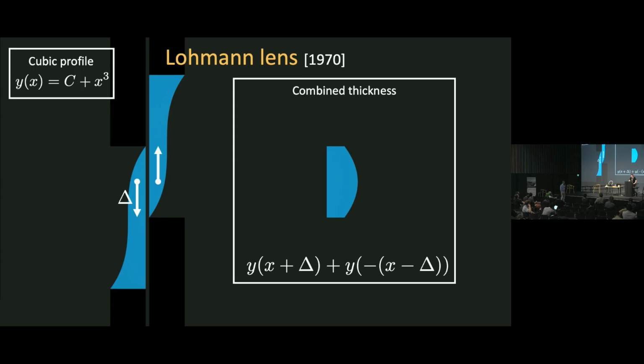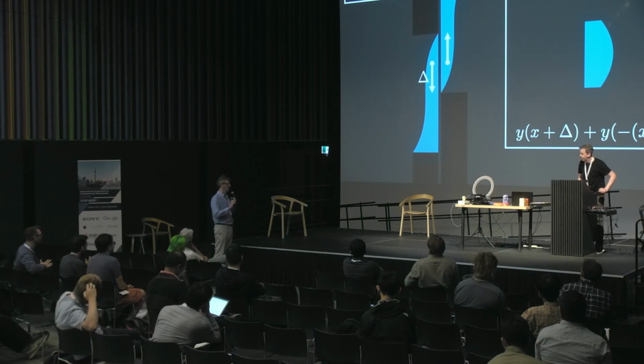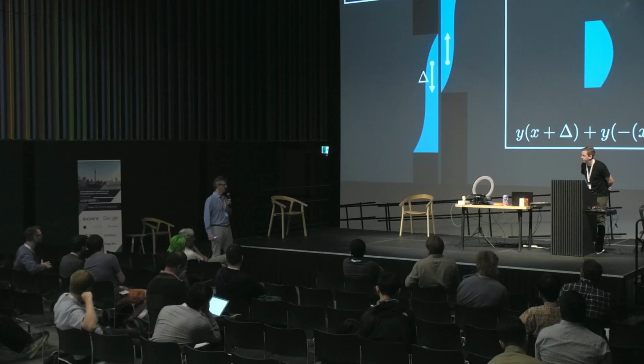I have a question. You show the Alvarez-Lohmann lens. You show only one cross section. I am assuming it's separable. Are there any versions that are rotationally symmetric?